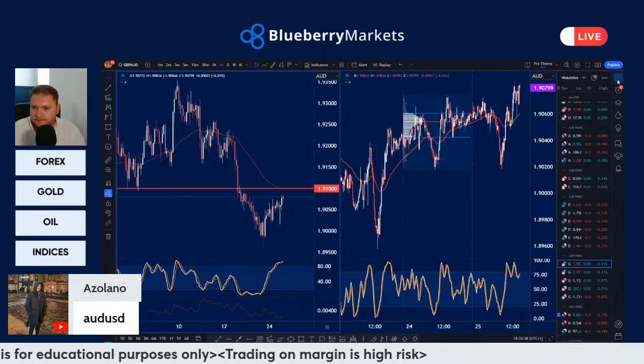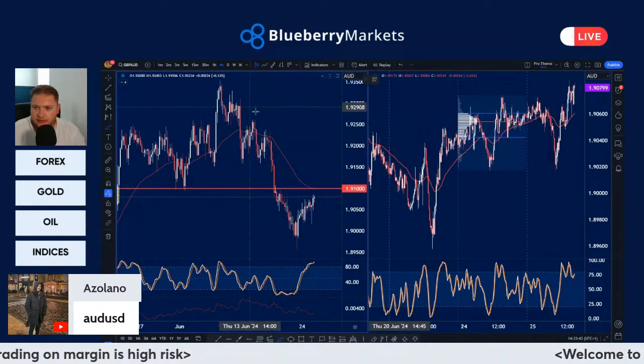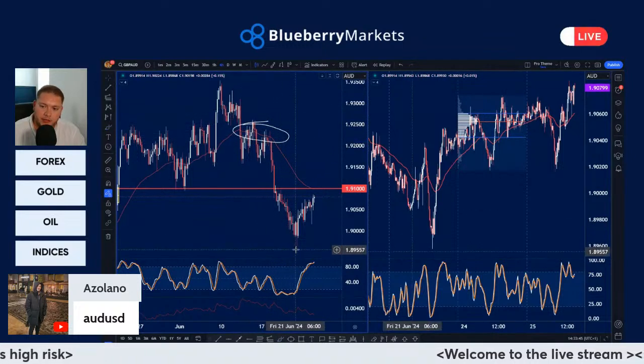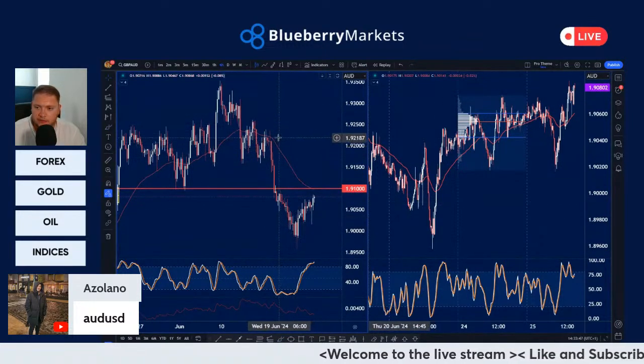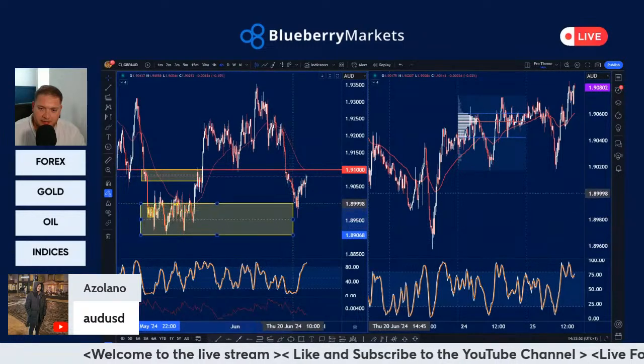Pound Oz as well. Market's trading to the downside. I got short in and around this area here. Market dropped to the downside. I'm looking for conditions to try and get back into this move, although we are in this area here at the minute.